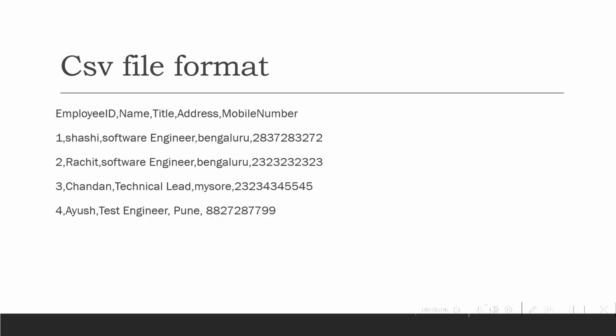So this is the format of the CSV file. You see the first line has the header information: employee ID, name, title, address, and mobile number. After the first row, you have the actual data. I have just taken 4 employee records. This is what we need to upload to a database. Let's not talk about the details of how we are going to store it. This is only for understanding the problem.